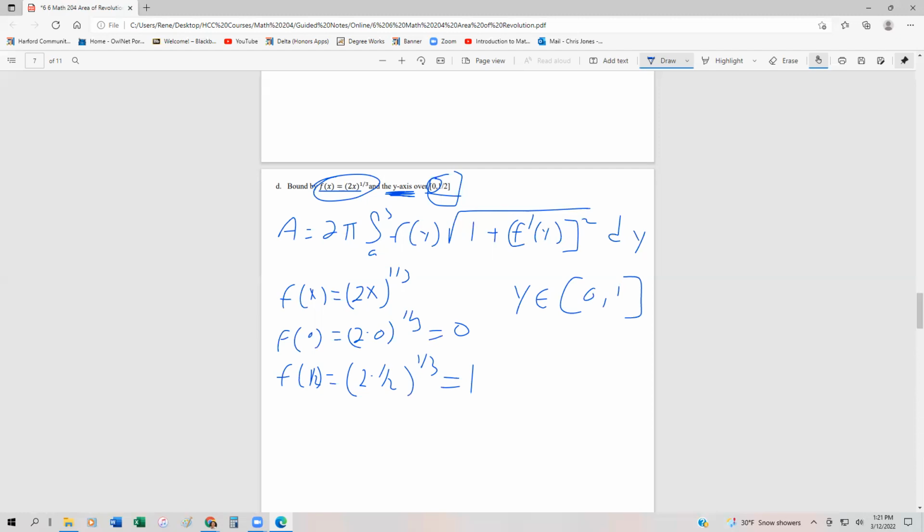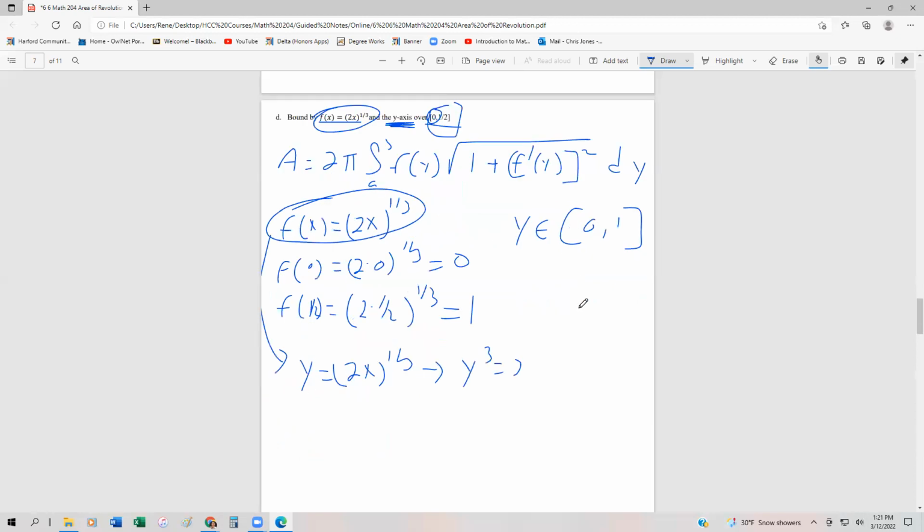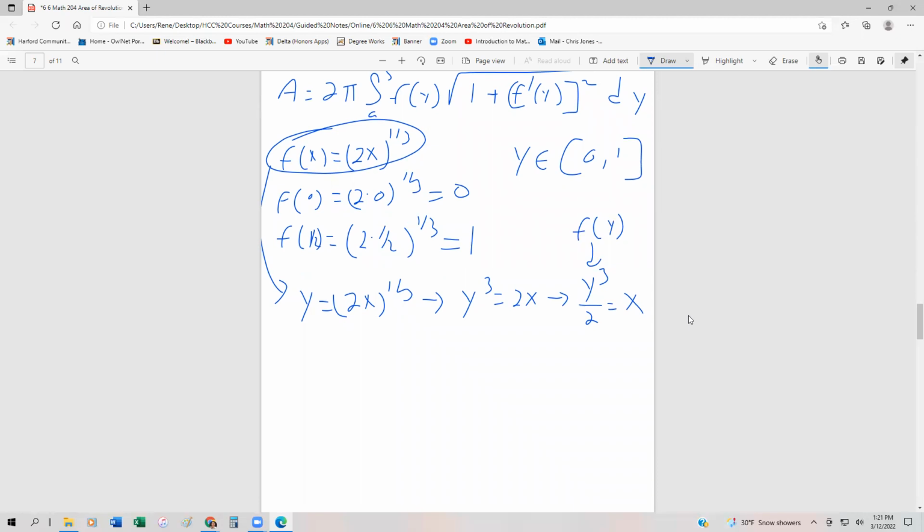The other thing we have to do is change this over to a function of y. So y equals 2x to the 1/3, or y cubed equals 2x, or finally y cubed over 2 is equal to x. And this is our function f at y. We still have to find the derivative of that. So f prime of y is going to be equal to 3y squared over 2. And that's not too bad.